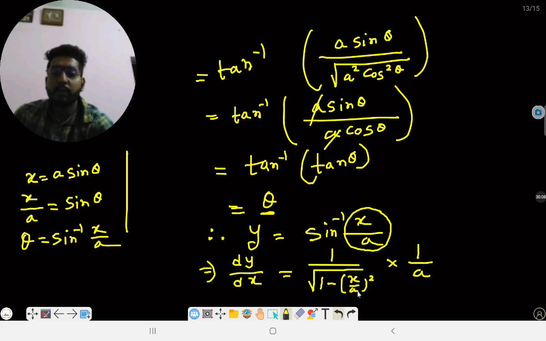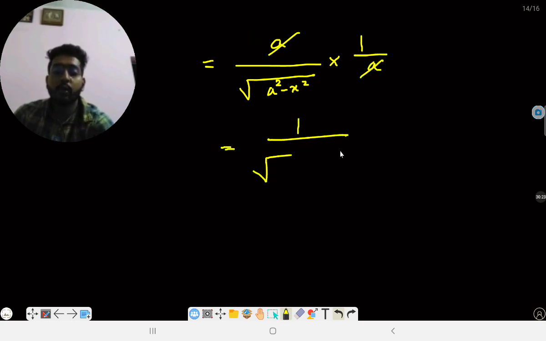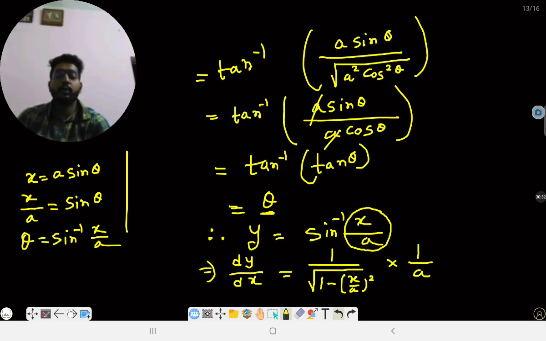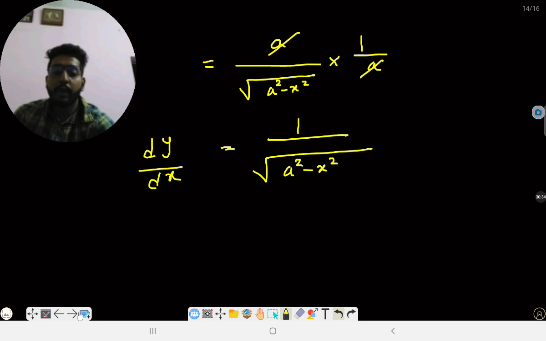Now again simplify this one. If I simplify this one, that will come like this: a by root over of a square minus x square into 1 by a, and a cancel out, so that will be 1 by root over of a square minus x square. So dy by dx will be 1 by root over of a square minus x square. So this is the way. This type of case you have to use the substitution.